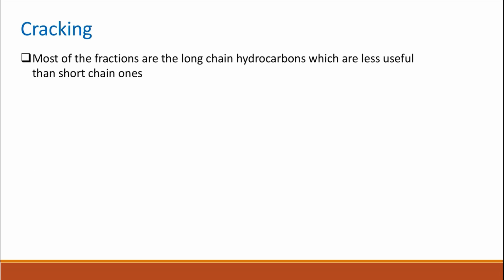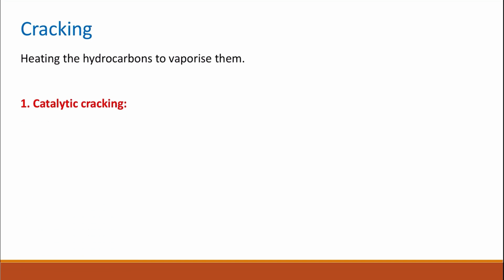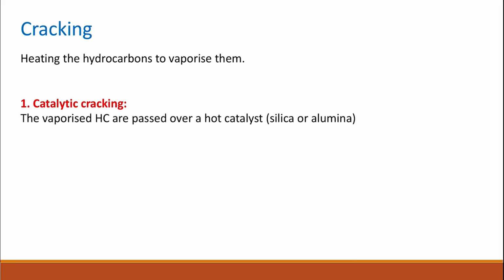In order to use these long chain hydrocarbons and make them more useful, we use something called cracking, where the long chains are broken down to give you shorter chain hydrocarbons, which are much more useful than the longer chain hydrocarbons. In cracking, the hydrocarbon is heated until it's completely vaporized, and then it can be broken down using catalytic cracking, where the vaporized hydrocarbons are passed over a hot catalyst such as silica or alumina, where they are broken down to give you shorter chain hydrocarbons.